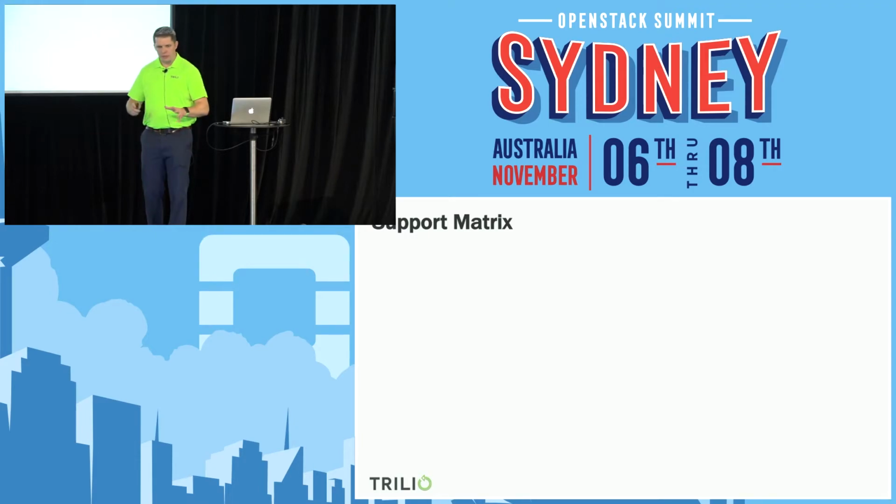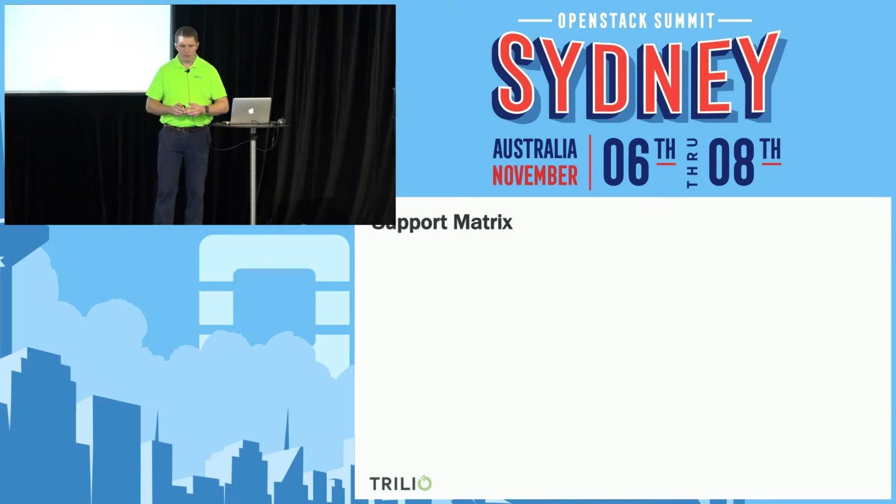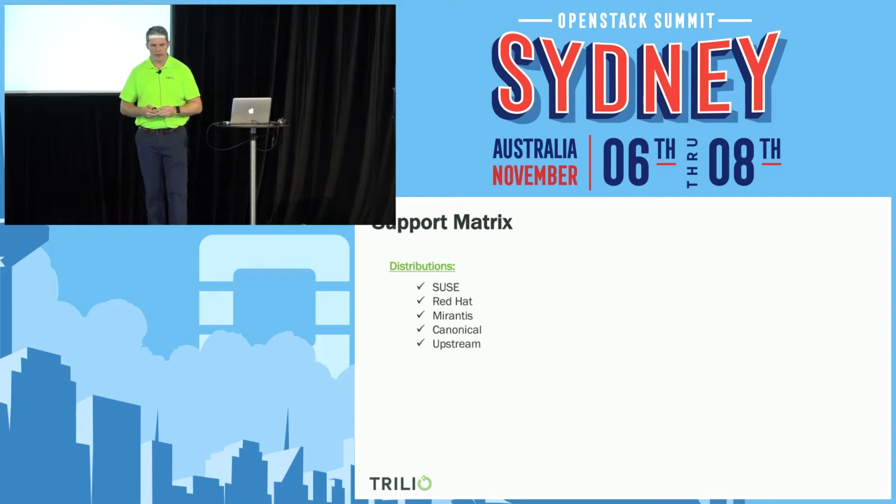Oftentimes people say, okay, I get that, that's great, but tell me what you support. So what is your support today? I qualify it into 3 buckets. Number 1 is our distributions. We take all the distributions, and every single time OpenStack releases a release, I go to my distributions, I get the code embedded into them, and my QA and dev team go through and test everything, including upstream.